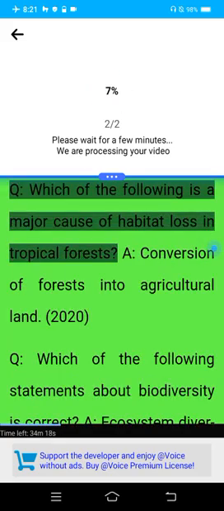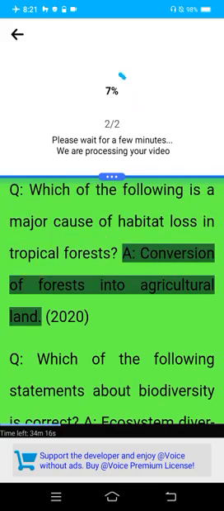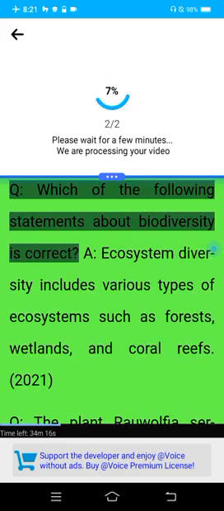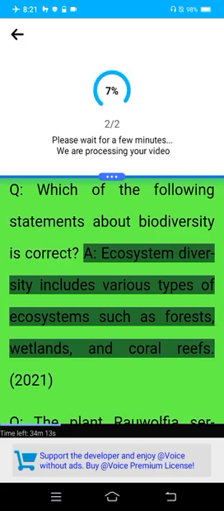2019. Q. Which of the following is a major cause of habitat loss in tropical forests? A. Conversion of forests into agricultural land. 2020. Q. Which of the following statements about biodiversity is correct? A. Ecosystem diversity includes various types of ecosystems such as forests, wetlands, and coral reefs.